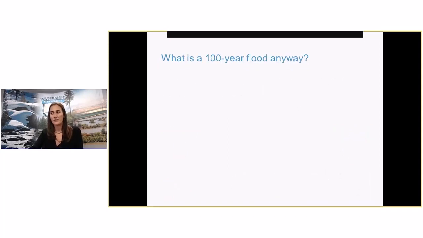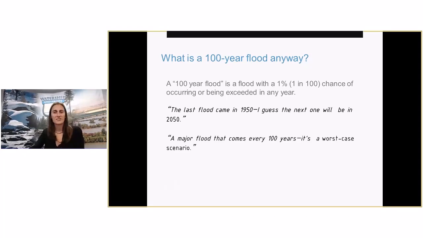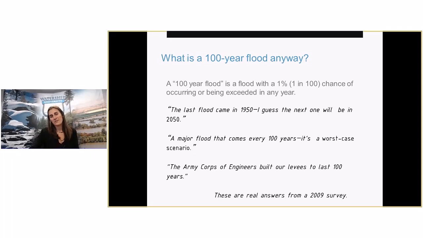So what is that 100-year flood anyway? It's defined as the flood with a 1% or 1 in 100 chance of occurring or being exceeded in any year. Here are some other definitions. The last flood came in 1950. I guess the next one will be in 2050. It's a major flood that comes every 100 years. It's really a worst case scenario. And the Army Corps of Engineers built our levees to last 100 years. So these are real answers from a survey that I did in 2009 in the Sacramento-San Joaquin Delta area in a neighborhood that was protected by an accredited levee.